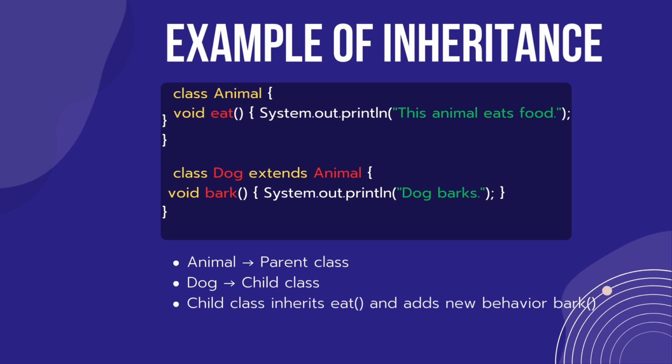Here is a simple example. The Animal class has a method called eat. The Dog class extends Animal, which means it inherits this method automatically. The Dog class can also define its own method, bark. This shows how inheritance allows us to reuse parent functionality while adding new behavior in the child class.